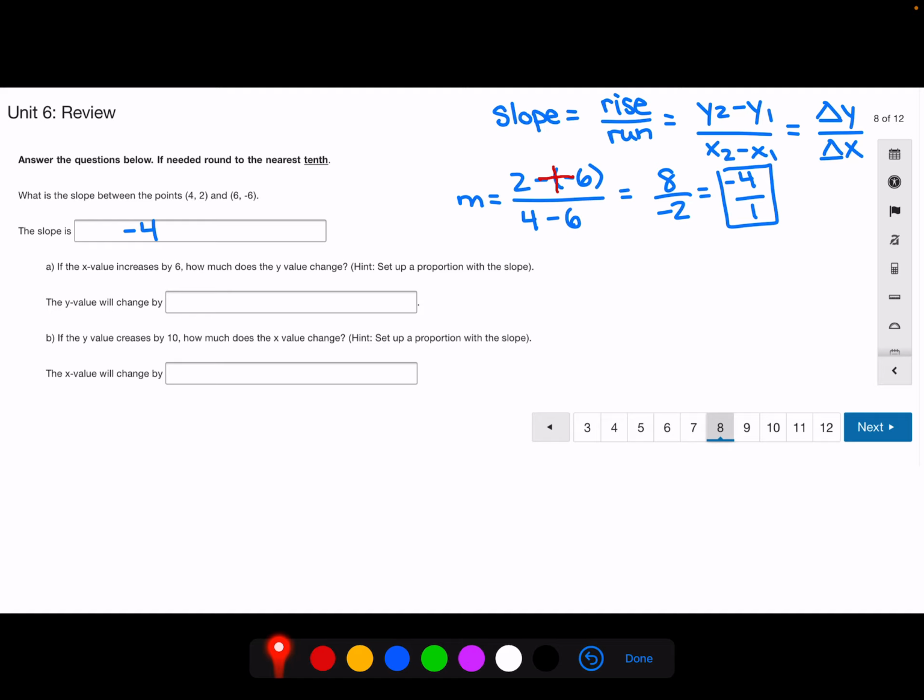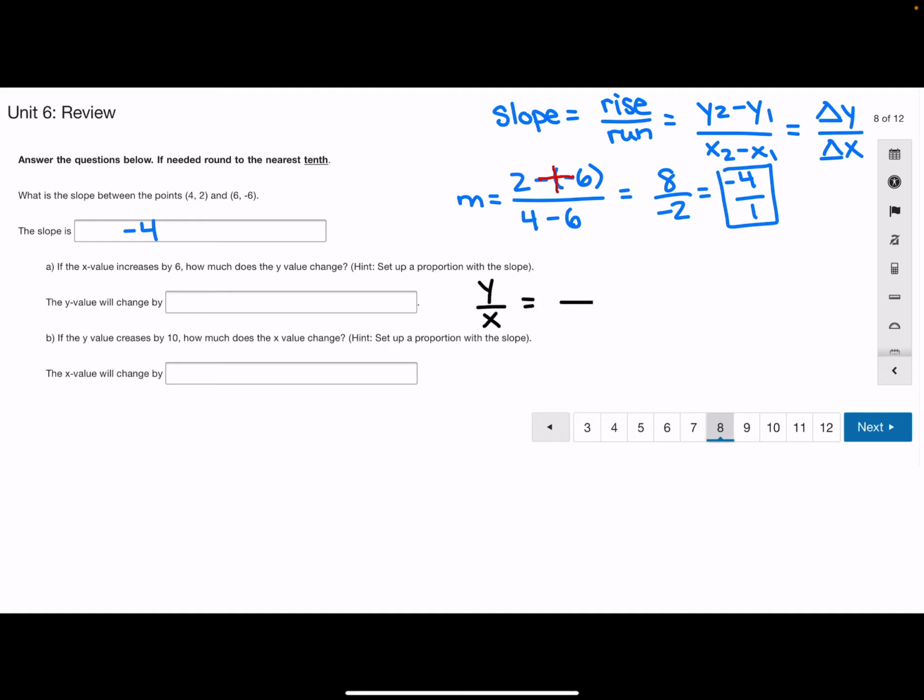For letter A, if the x value increases by 6, how much does the y value change? The hint is to set up a proportion with the slope. So one side of my proportion will be my slope, and then we're saying that the x value is increasing by 6. So x will be positive 6, and we're going to try and solve for y. So our proportion will be negative 4 over 1 equals y over 6.